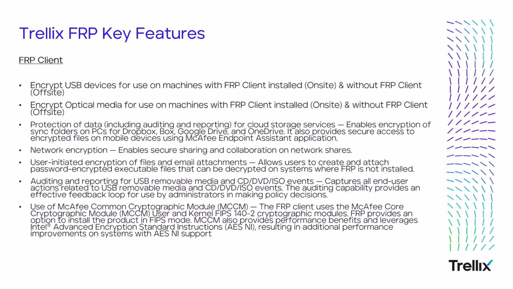The FRP key features are the encryption of USB devices when they are plugged within the FRP client. You have on-site, requiring the FRP client installed on the destination machine, and off-site, meaning that you can run them without the FRP client installed. Likewise, same goes for the optical media. You have on-site and off-site accordingly.